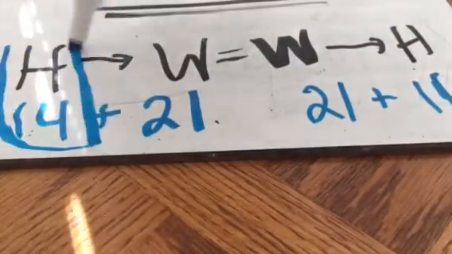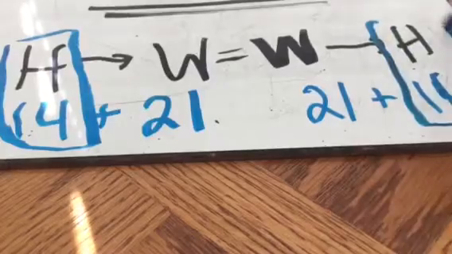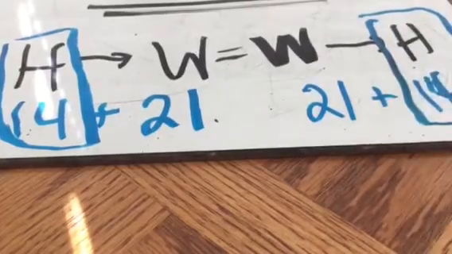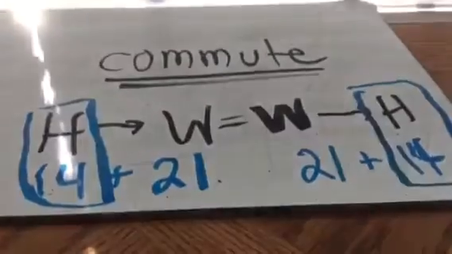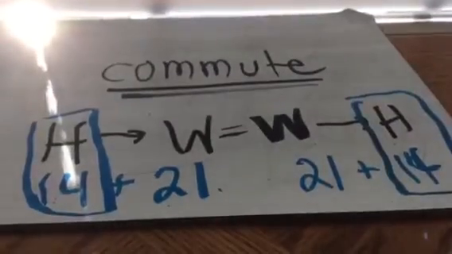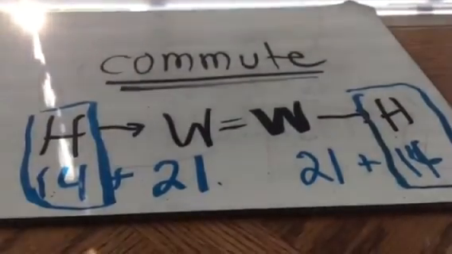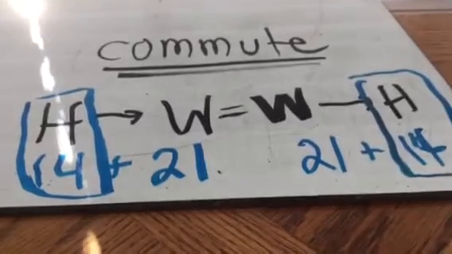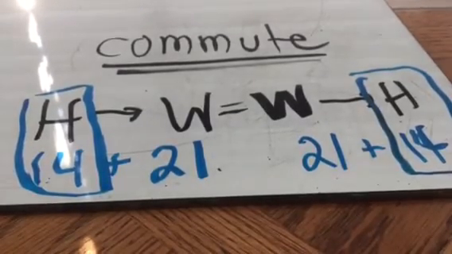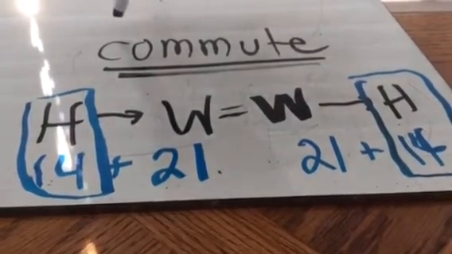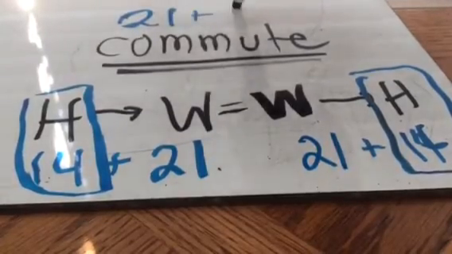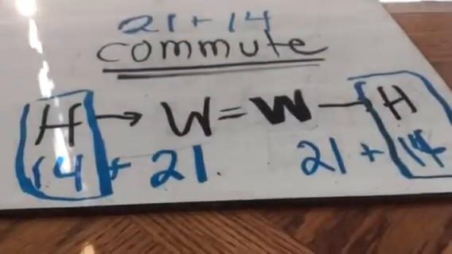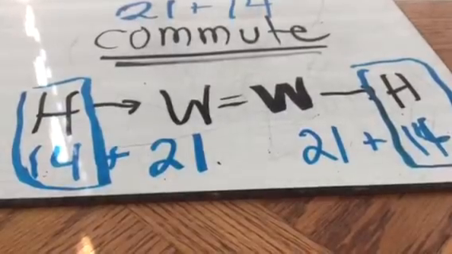So these are together. My home is never changing spots, and neither is my work. It just is the order in which it comes. So commutative property can mean that the order can change, but it's still going to be equal to the same thing, which would be 35. So my final answer is 21 plus 14 is my final answer for number 2.